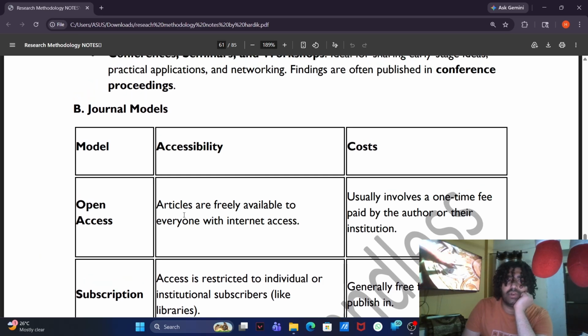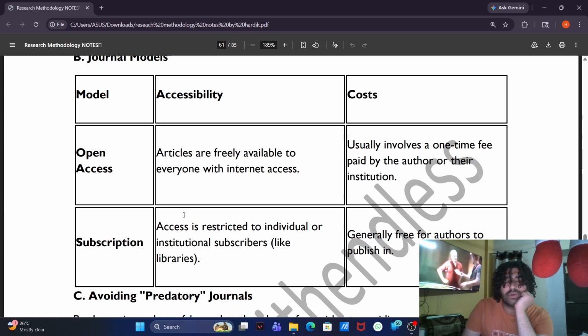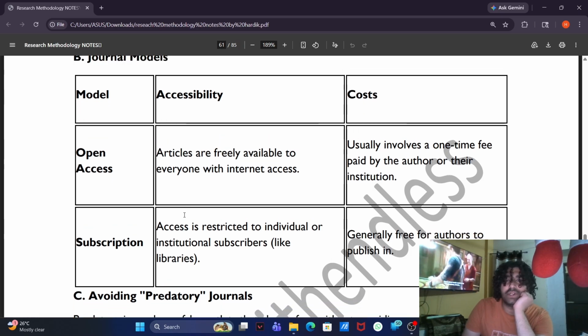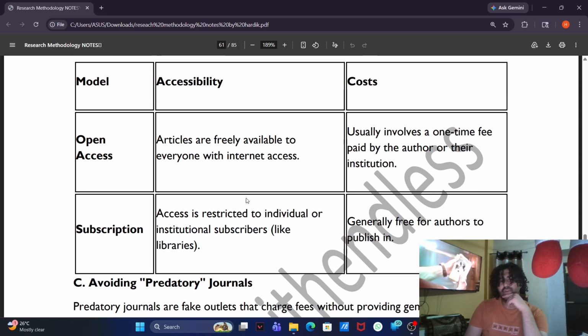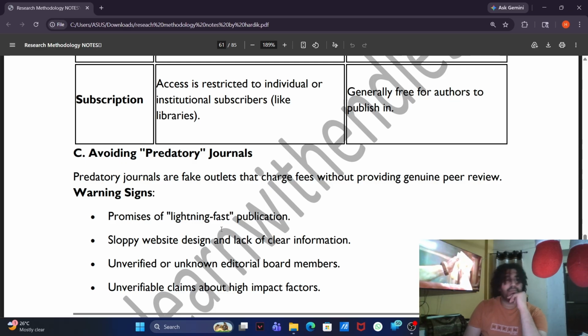Journal models. There are two, open access and subscription. Open access. These articles are freely accessible to everyone with an internet connection, and the cost usually involves a one-time fee paid by the author or their institution. Next, subscriptions. Access is restricted to individual or institutional subscribers like libraries, and the cost is generally free for authors to publish.